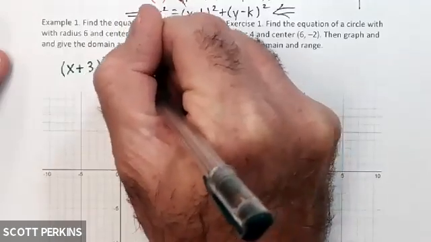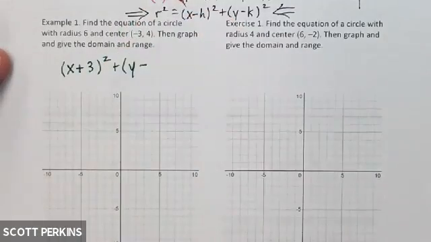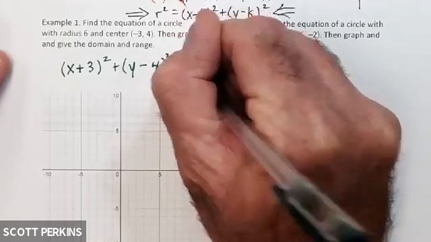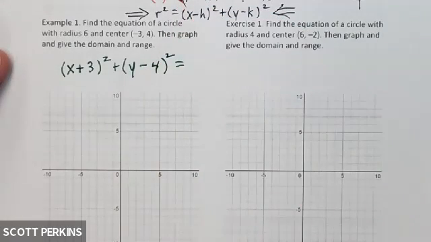plus y minus... what is the y coordinate of the center? 4, yes, sitting right there staring us in the face. Squared is equal to the radius squared. What is my radius? 6. And when I square 6, I get... there you go. You've just come up with the center radius form for the circle described in example 1. So far, are there any questions? Okie dokie. Then graphing a circle.